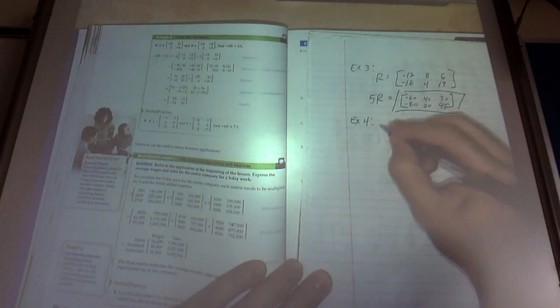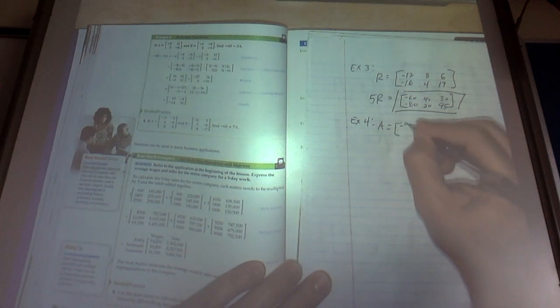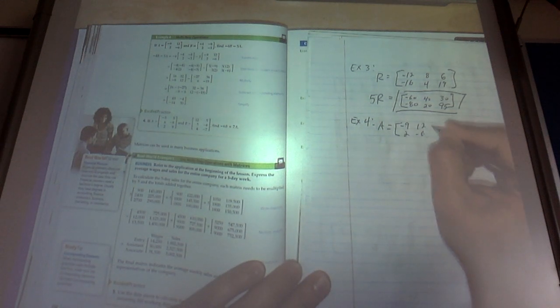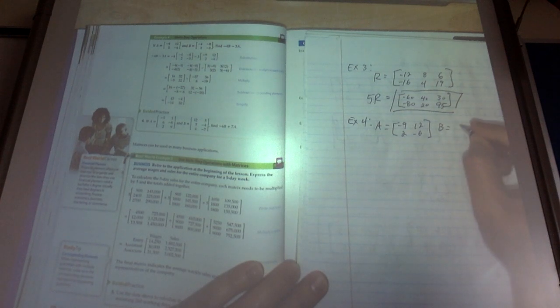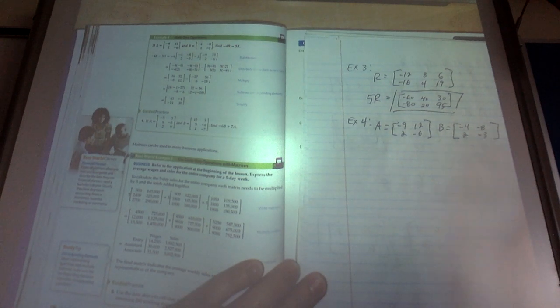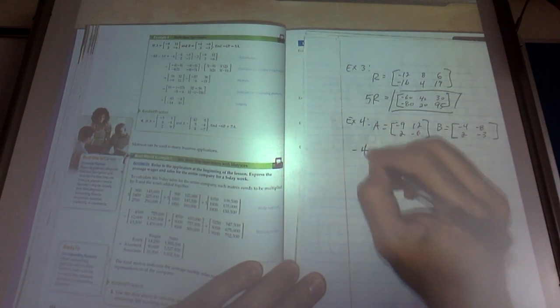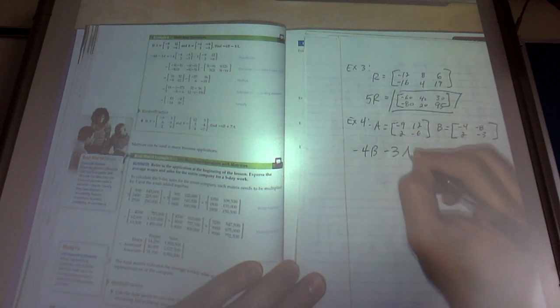All right, so they give us this. They say matrix A is -9, 12, 2, -6. And they're just naming what these matrices are. Doesn't always have to be the same. Matrix B is -4, -8, 2, -3. Now notice what they say. They say do -4B minus 3A.